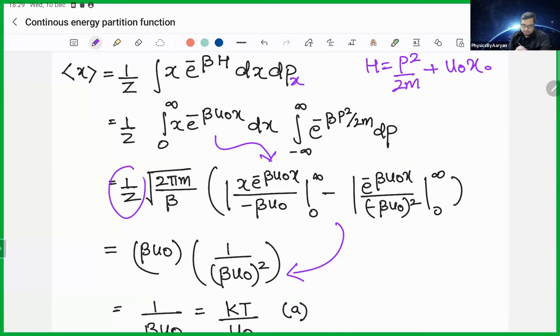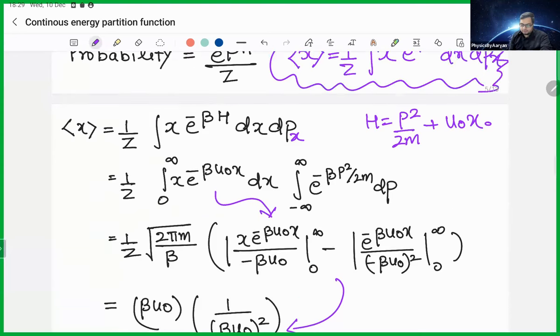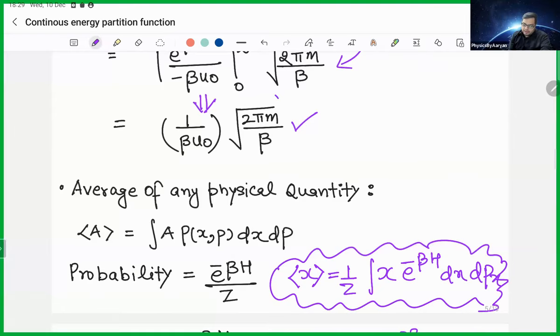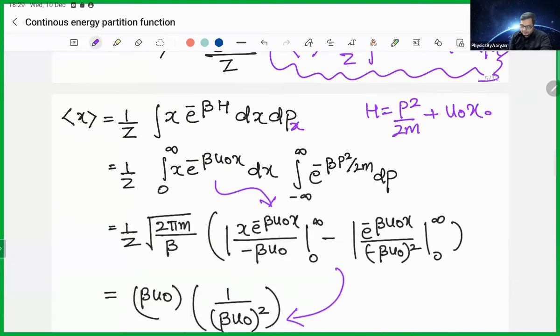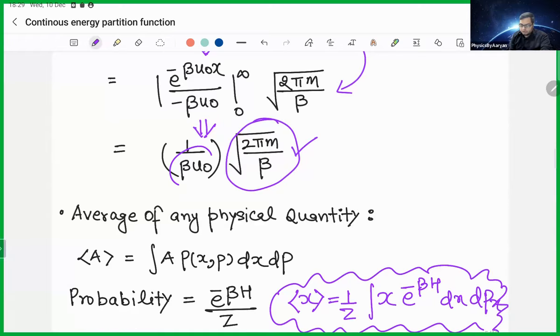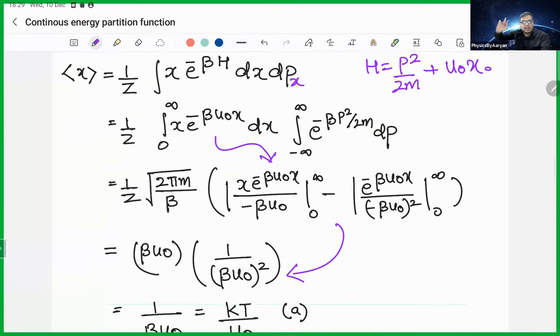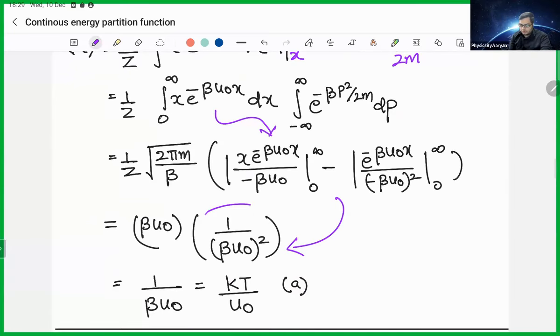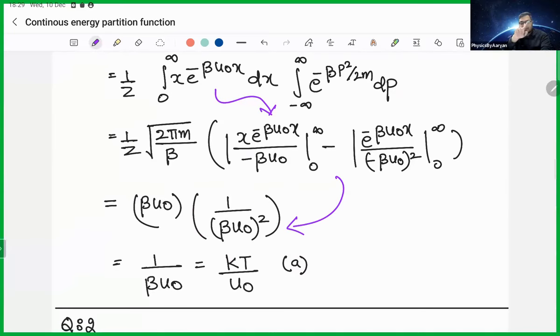Now what I have done is I have put the value of Z. If you see the value of Z, there is 2 pi m by beta, so 2 pi m by beta and 2 pi m by beta get cancelled out. And then there is 1 by beta u naught in the denominator, so that will come in the numerator because of 1 by Z. So beta u naught is in the numerator, and from here I have beta u naught square. Beta u naught square and beta u naught cancel. I just get 1 by beta u naught, which is kT by u naught, which is option number A.